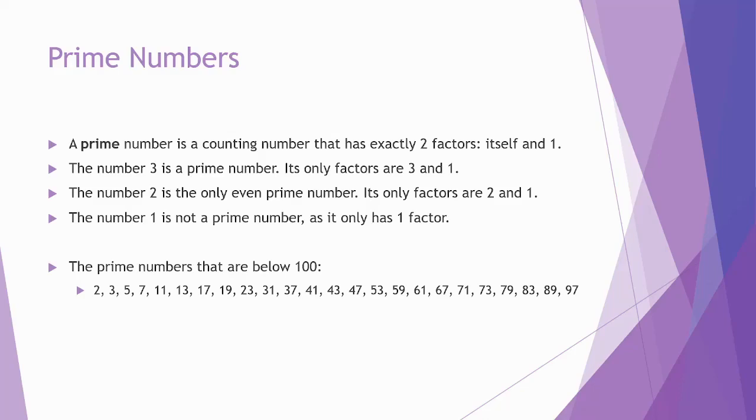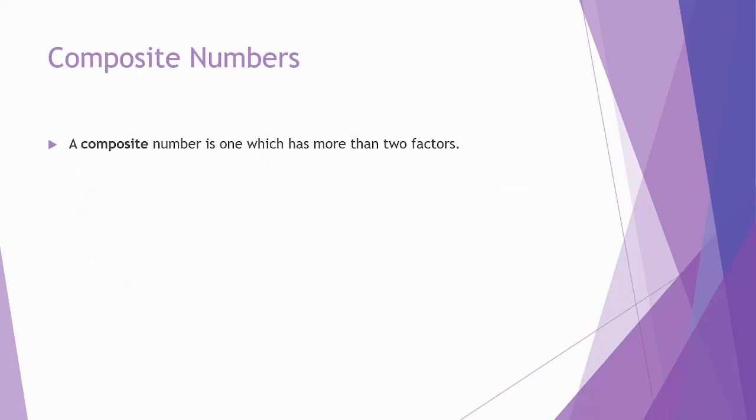And listed down at the bottom are the prime numbers that are below 100. As you can see, there are plenty down the low end, but as we get further and further up, the gap between the prime numbers starts to get bigger and bigger. A composite number is a number which has more than 2 factors. So an example, the number 4 is composite as it has the factors 1, 2, and 4.